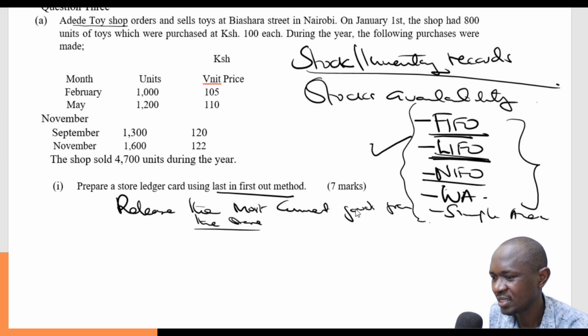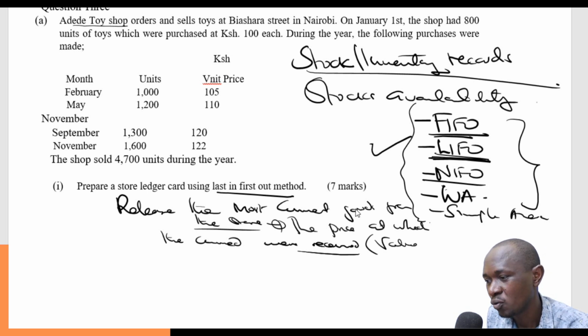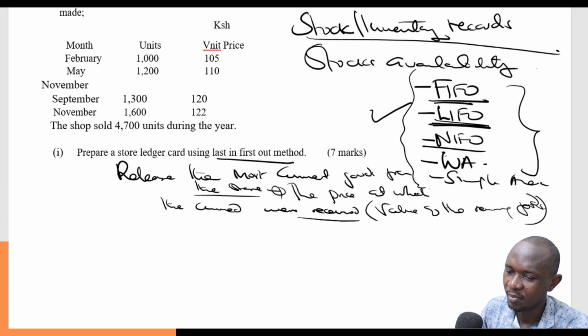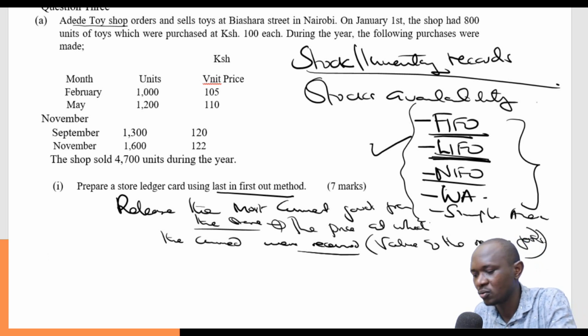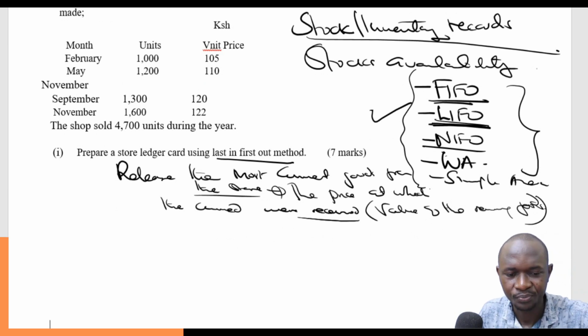And of course, when we release the most current goods from the store, we are going to use the price at which the said goods, the current goods, were received. This is the price that will be used to release the goods, and it's also the price that will be used to find out the value of the remaining goods in the store, which is what the second part of the question is asking, the value of the closing stock. Okay, so let's go back to the question and answer it. Prepare a store ledger card using LIFO method.